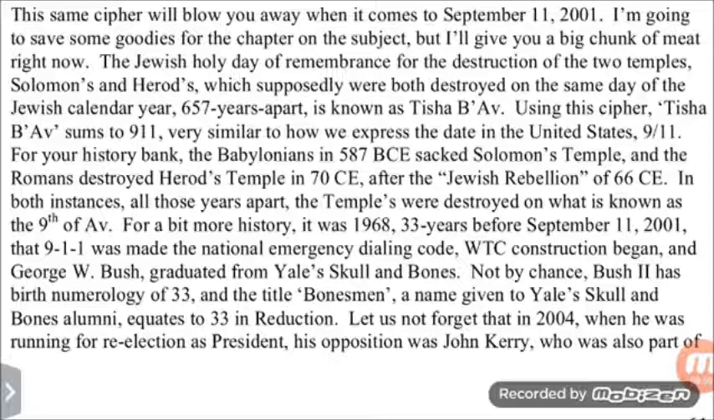For a bit more history, it was in 1968, 33 years before September 11, 2001, that 911 was made the National Emergency Dialing Code. WTC construction began and George W. Bush graduated from Yale's Skull and Bones. Not by chance, Bush II has birth numerology of 33 and the title Bonesman, a name given to Yale Skull and Bones alumni, equates to 33 in reduction.